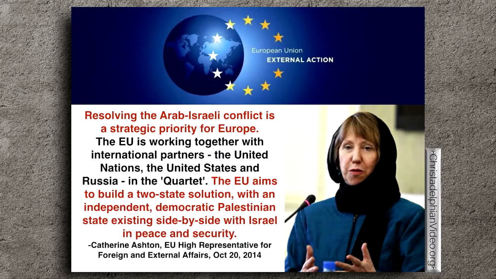And so you have people like Lady Ashton, who was basically the foreign affairs, you want to call it Secretary of State for the European Union. Resolving the Arab-Israeli conflict is a strategic priority for Europe. Europe is working with the international partners, the US, the Quartet as they call them, Russia. The EU aims to build a two-state solution with an independent, democratic Palestinian state existing side by side with Israel in peace and security. See, that's what they're telling you. This is what our plan is. It's strategic, and this is what we want.